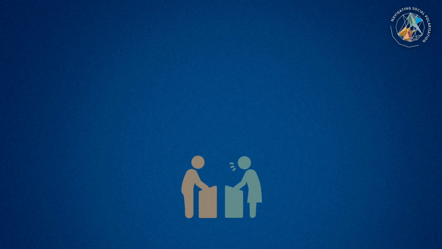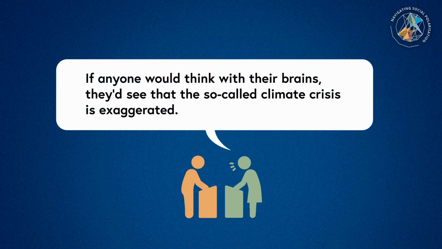Then this argument ignites the discussion and the opponents are stimulated to respond with a similar counterattack, using similar demeaning language, by saying, if anyone would think with their brains, they'd see that the so-called climate crisis is exaggerated. As a result, both parties use polarizing language in the form of demeaning terms or insulting name-calling against the opposing side. Such speech needs to be depolarized in 2 phases.